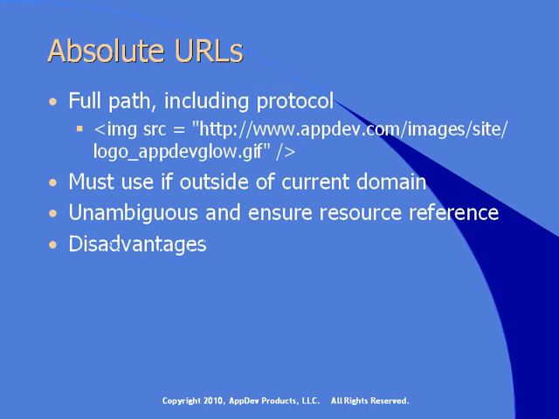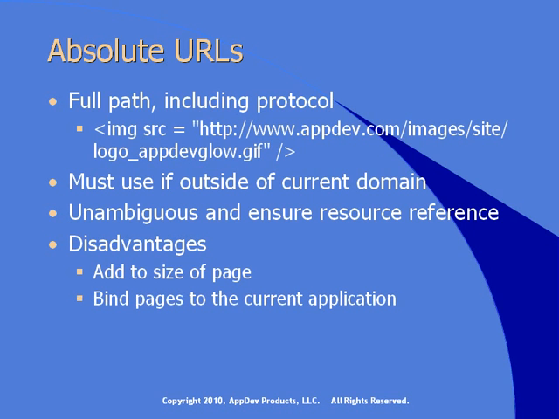But there are some disadvantages. One problem is that they add to the size of the page sent to the client browser. You're adding a lot of path information, potentially, and all those protocols and domain names add up to bloat, particularly if your web page is complex and references many hundreds of images and pages. Absolute URLs tie the containing pages to the current application, which makes it harder to share pages or even chunks of HTML code between sites, because they all have absolute references, and so you can't move the resources between applications.